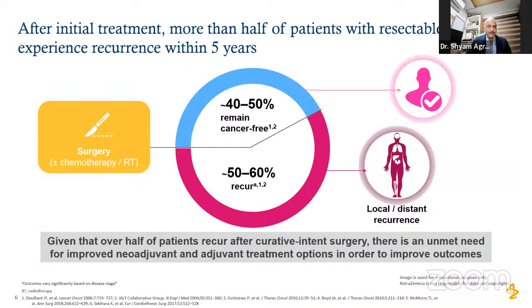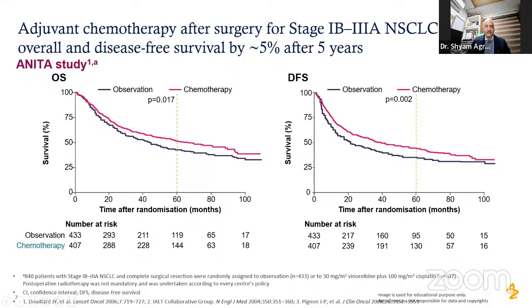After initial treatment, around 50% of the patients recur within 5 years, even if they underwent surgery, radiotherapy, and chemotherapy. Their recurrence rate is very high. This is the adjuvant chemotherapy, in the form of cisplatin, given in the ANITA trial. Observation versus chemotherapy showed only 5% betterment after 5 years, so not very significant in DFS or OS.